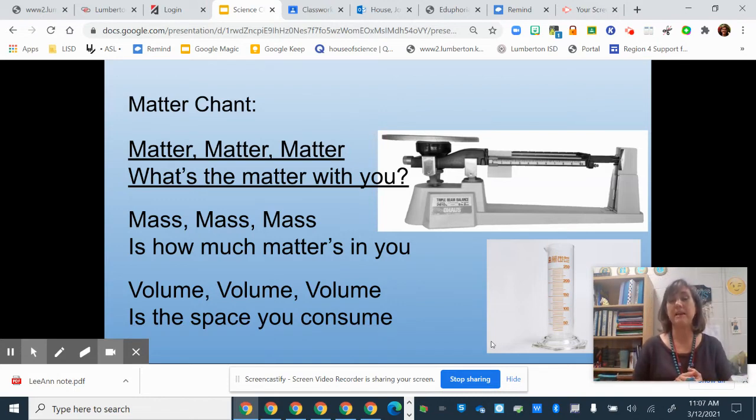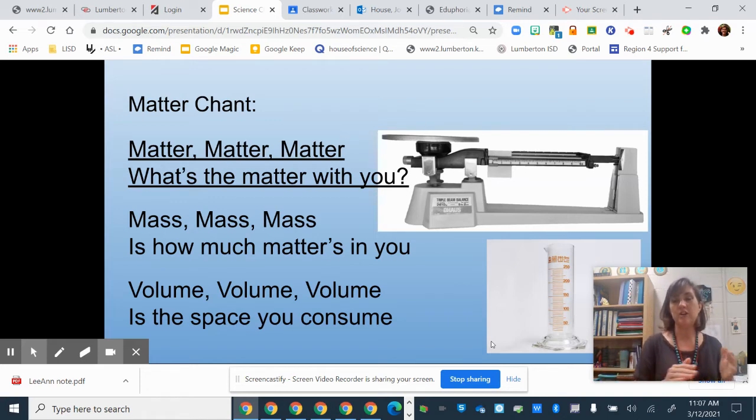Like somebody may come up and ask you, what's the matter? Are you okay? How are you feeling? That's one meaning of matter. But in science, when we talk about matter, we're talking about anything that has mass and takes up space. So you have matter, your necklace has matter, your pen or pencil has matter, the desk, anything around you, even the air has matter because it has mass and takes up space.